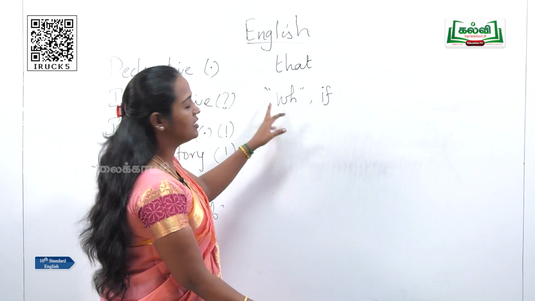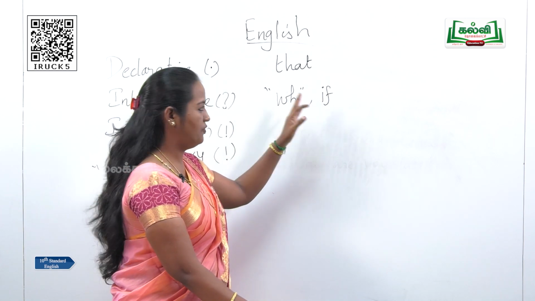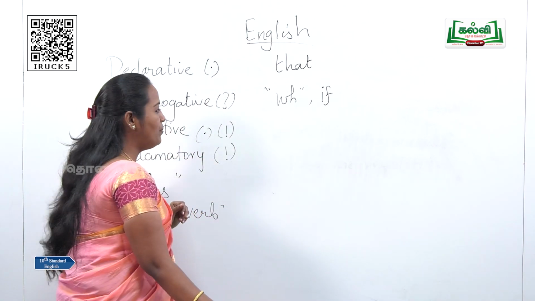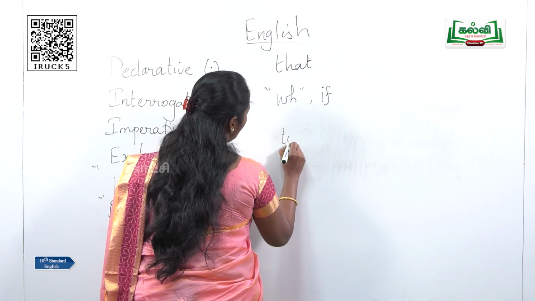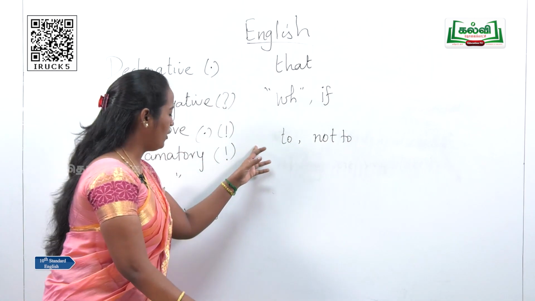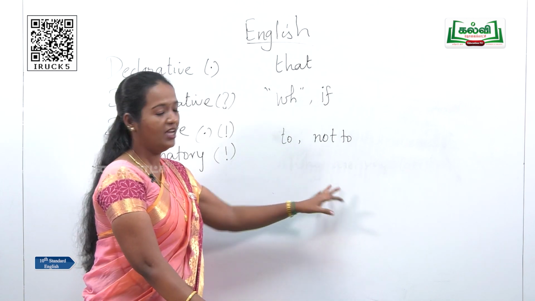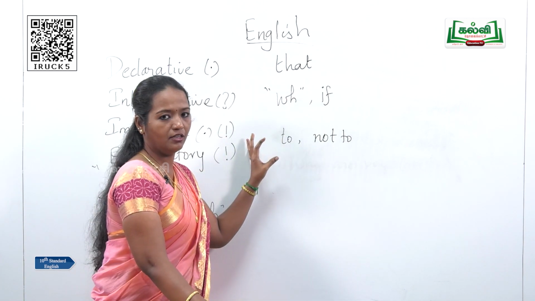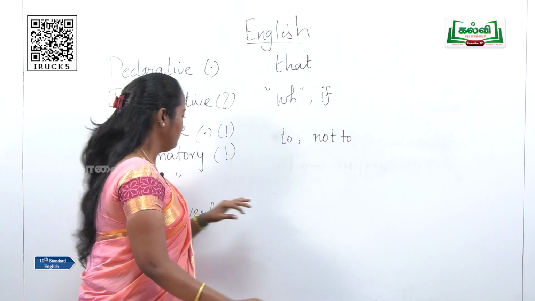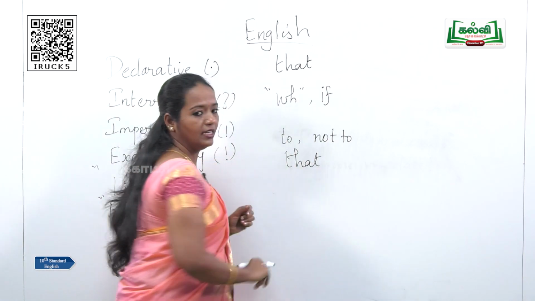So the same WH question word if it is a WH question, and if it is a yes or no question, use if. And for the imperative sentence, to or not to. So if it is a positive sentence, use to, and if it is a negative sentence, not to. So when we change these, actually when we see it with an example, you will understand it better. And for the exclamatory sentence, the linker is that.